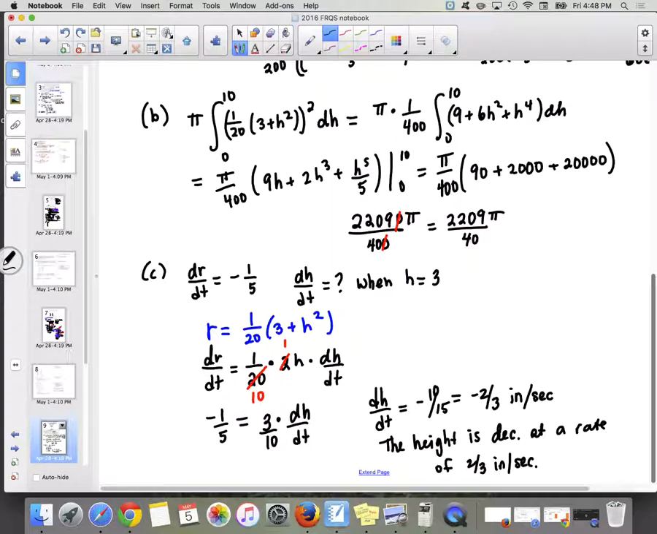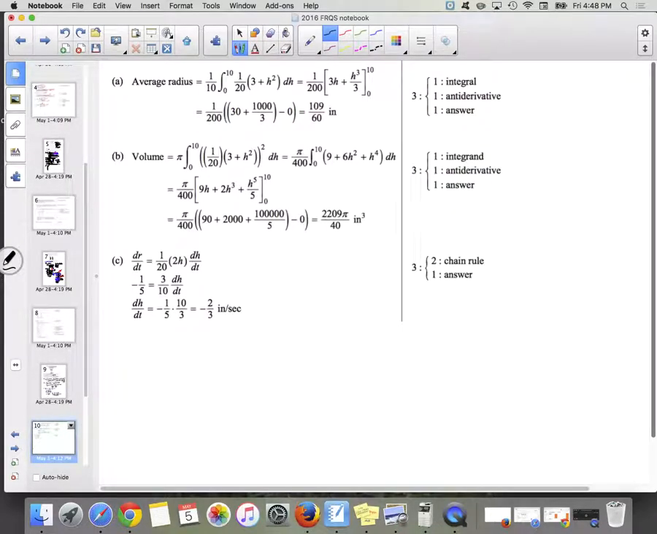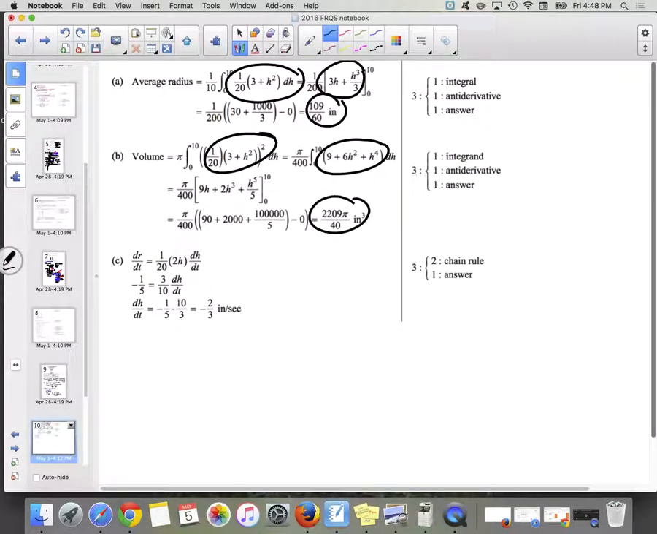All right, so let's see the scoring for this question. Part A, we got 1 point for the integral, so having this part set up, 1 point for the antiderivative and 1 point for our answer. For part B, we got 1 point for the integrand, 1 point for the antiderivative, 1 point for the answer, and 2 points for our chain rule, the dh over dt part, and 1 point for our answer. A lot of times it does say answer with units, so be careful, just make sure that you have your units on that.